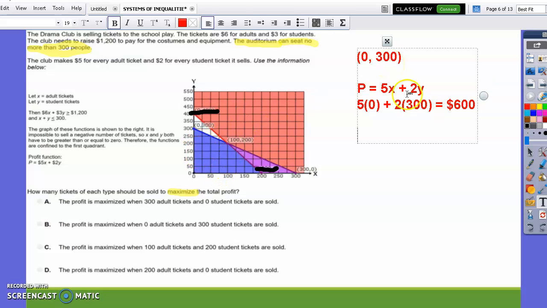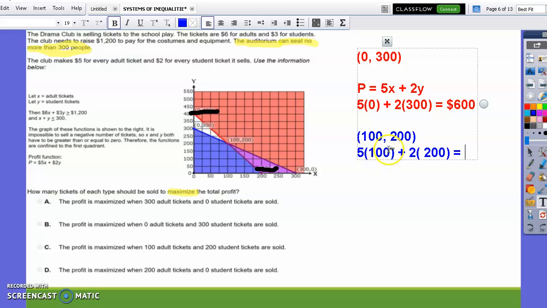That's one option. The second option, I'm going to change my color here so we don't get confused, is we could sell to 100 students, or adults, I'm sorry, and 200 students. So 0 adults here, 300 students, 100 adults here, 200 students. We're going to plug this into our profit function, which is p equals 5x plus 2y. So 5 times 100 plus 2 times 200.